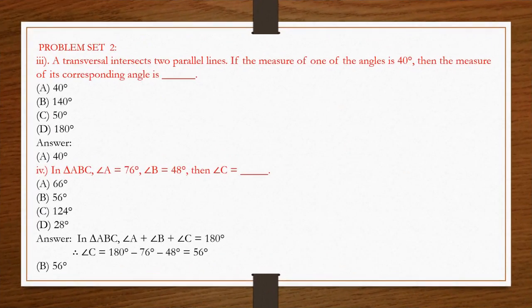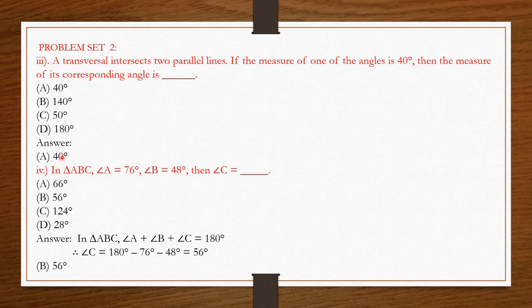Question 3. A transversal intersects two parallel lines. If the measure of one of the angles is 40 degree, then the measure of its corresponding angle is dash. Options are: A is 40 degree, B is 140 degree, C is 50 degree, D is 180 degree. Answer is option A, 40 degree.